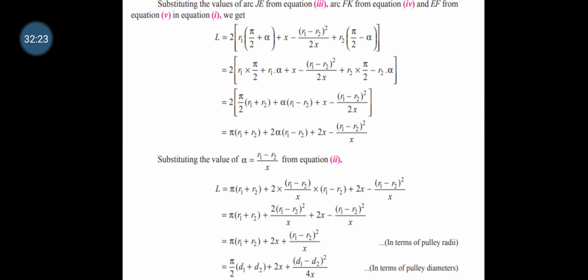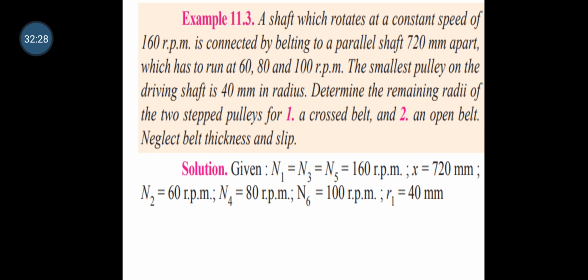Next, let's see the problem in length of the belt. A shaft which rotates at a speed of 160 rpm is connected by belting to a parallel shaft 720 mm apart, which has to run at 60, 80 and 100 rpm respectively. The smallest pulley on the driving shaft is 40 mm in radius. Determine the remaining radii of the two-stepped pulley for first condition cross belt drive and the second an open belt, neglecting the belt thickness and creep.